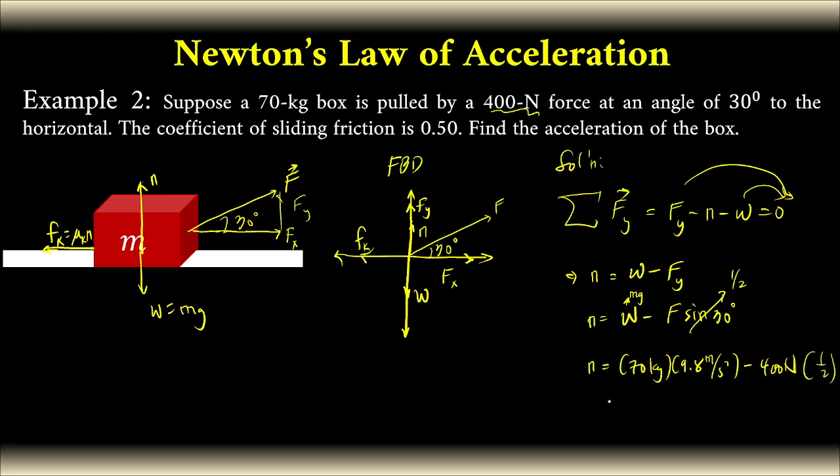Or we have the normal force is equal to, what is 70 times 9.8? This is 686 newtons minus 400 times 1/2. That is just equal to 400 divided by 2. So this is 200 newtons, which gives us the normal force is equal to 486 newtons.